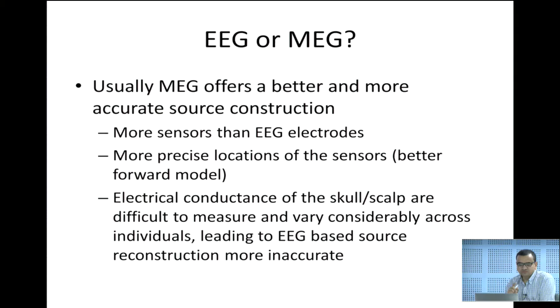Also with MEG, you have more precise locations of the sensors, and you also have a better forward model. We'll talk about the forward model later, but briefly, in the forward model you place your dipoles in the brain, and then you estimate what the field distributions or electrical potential distributions will be, as if you're assuming that the brain is active at these regions. Now let's see how the signal would look on the sensor space. That's called the forward model.